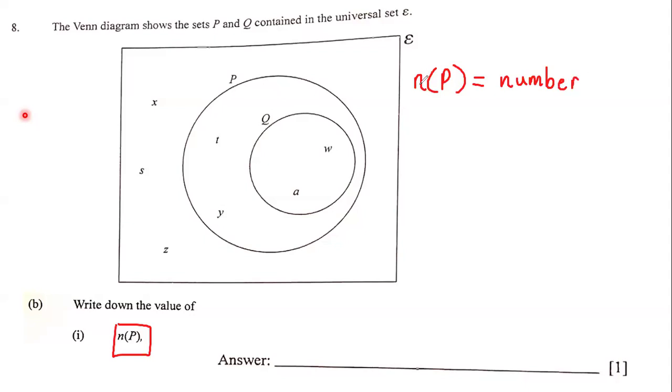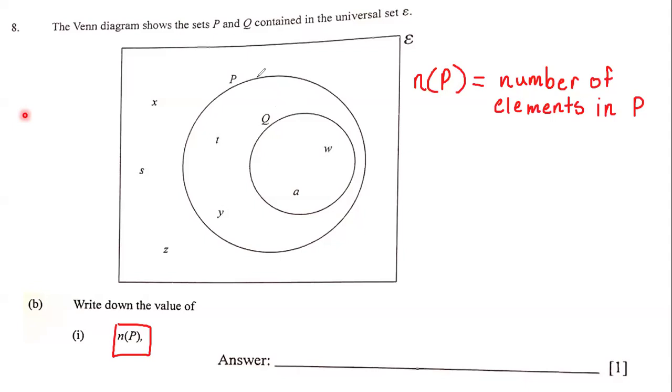N stands for number, right? So number of elements in P. That's what N open bracket P stands for, the number of elements in P. Okay, good. So we want to figure out what is the number of elements in P.